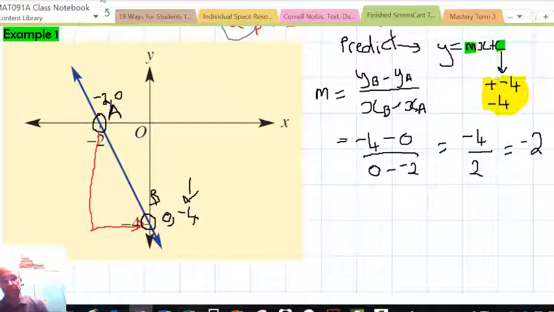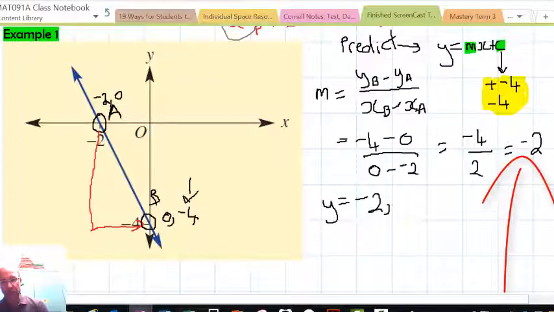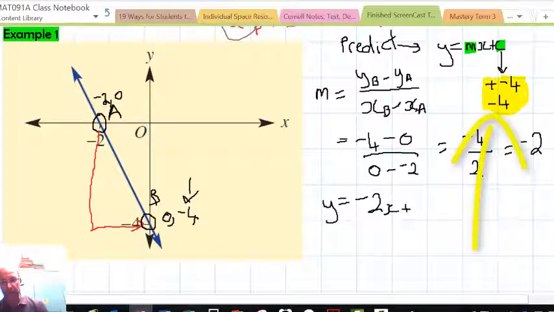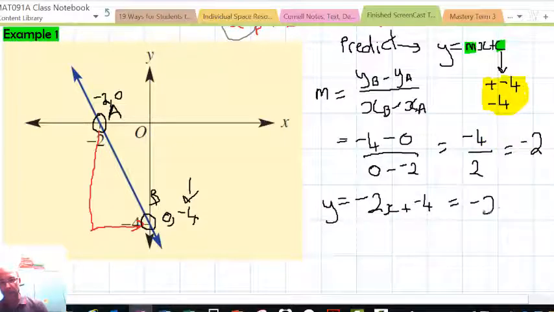Alright, the next part is that we've already got the y-intercept, so basically we can substitute that in. So y equals -2x plus -4, or in other words, y equals -2x minus 4.